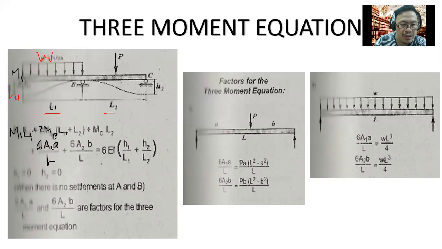6A1A over L: A1 with respect to the length of span 1, A2 with respect to span 2. A is coming from the left, B is coming from the right. But you just have to use the formula for common types of loading. Now, in this case, we can simplify further, since each of the supports has no settlement or no deflection.